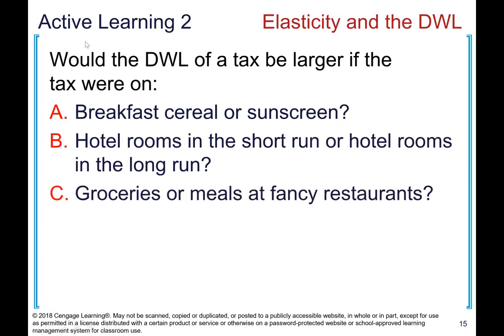Elasticity and the deadweight loss. This is a learning exercise. Would the deadweight loss of a tax be larger if the tax were on breakfast cereal or sunscreen? Number A. Number B, hotel rooms in the short run or hotel rooms in the long run? Number C, groceries or meals at fancy restaurants?